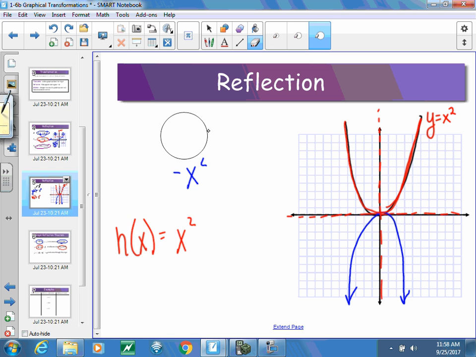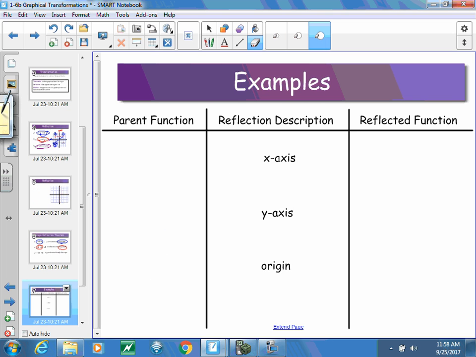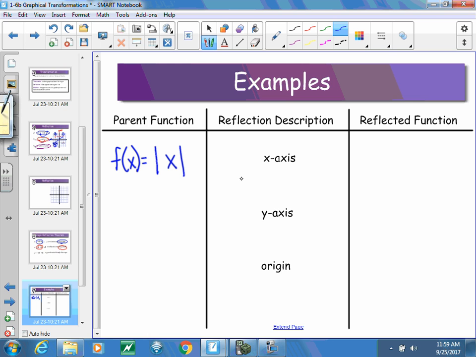So let's take a look at an example. Actually, I'm going to go here first. Okay, let's say that we want to take the parent function f of x is equal to the absolute value of x. If I want to reflect that over the x-axis, I'm going to take negative f of x.